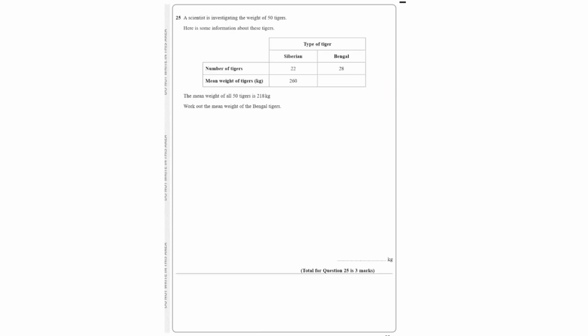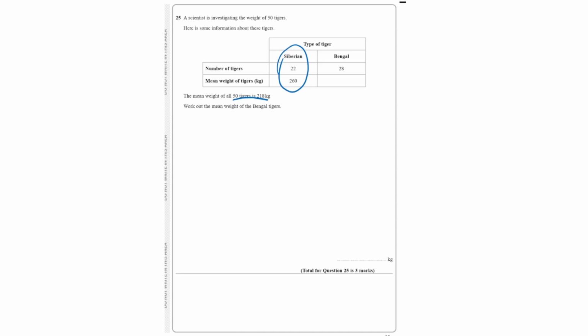Question 25. A scientist is investigating the weight of 50 tigers. Here's some information about these tigers. The mean weight of all 50 tigers is 218 kilograms. Work out the mean weight of the Bengal tigers. So we can see that the mean weight of the 50 tigers and the mean weight of the Siberian tigers are given. How does this help us? Well, if we can find the total weight of the 50 tigers and subtract the total weight of the Siberian tigers, we can then find the total weight of the Bengal tigers.